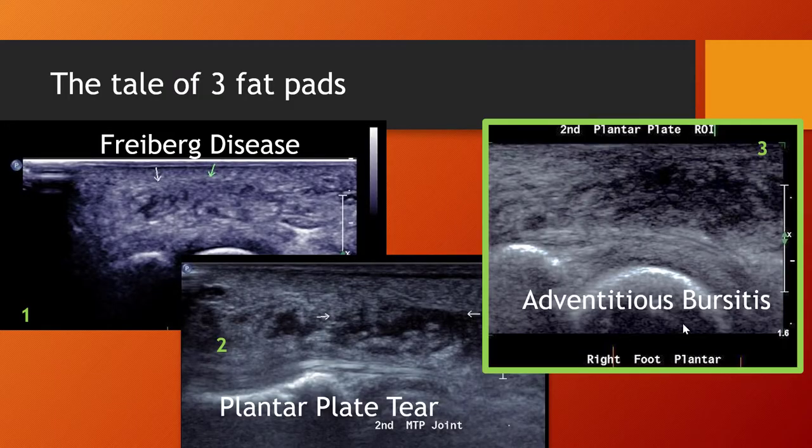So we've now solved the third case of fat pad fluid, and our adventitious bursitis was responsible for this image here. So the take home for fluid in the submetatarsal bursa: assume that the fluid has drained south from somewhere else. It's the furthest south point in the body. So routinely look for intermetatarsal bursitis, which we're going to talk about next. Look for plantar plate tears to see if the fluid's leaked out of the MTP joint.